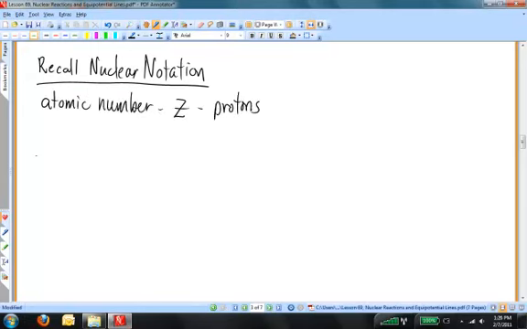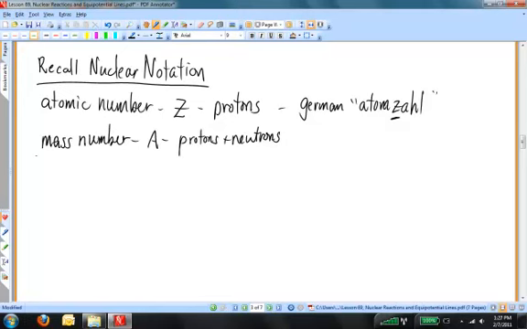Why the letter Z? I'm told that the German word for atomic number is Atomzahl, so the Z presumably is German for number. Another number, the mass number A, gives the total number of nucleons, which is the sum of the protons and the neutrons in the nucleus. I don't know why the symbol A was chosen for the mass number.